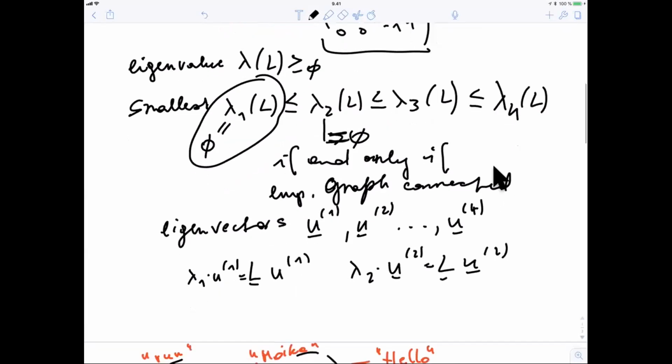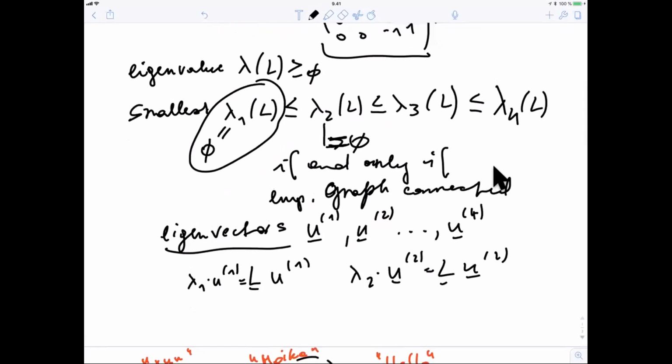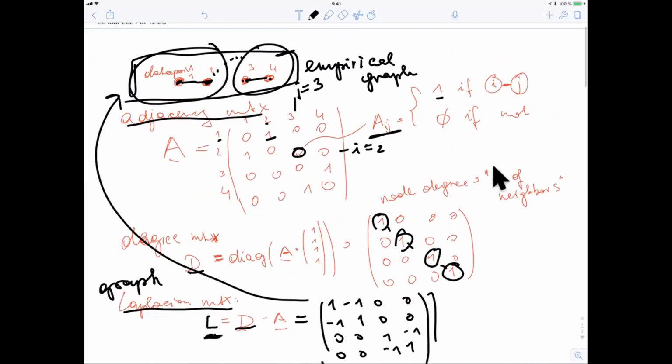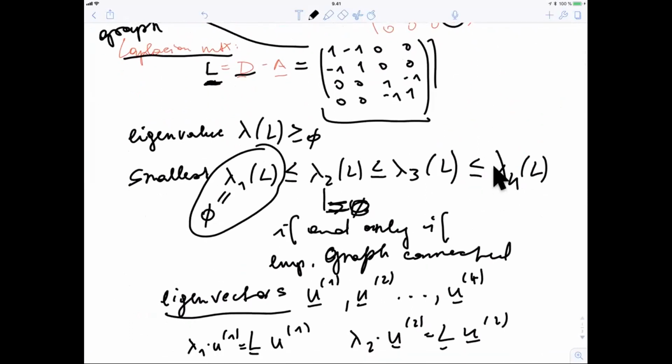And these eigenvectors turn out to be the eigenvectors corresponding to all eigenvalues that are equal to 0, and there might be more than one. So in particular, if we have two clusters, one can show that there are two zero eigenvalues when they are counted by their multiplicity.